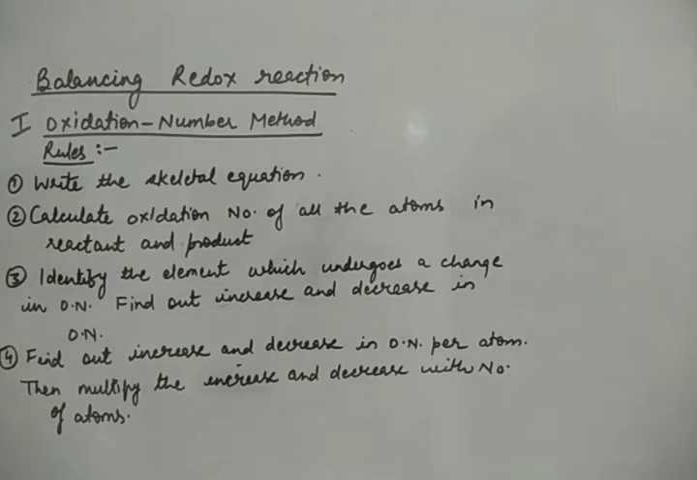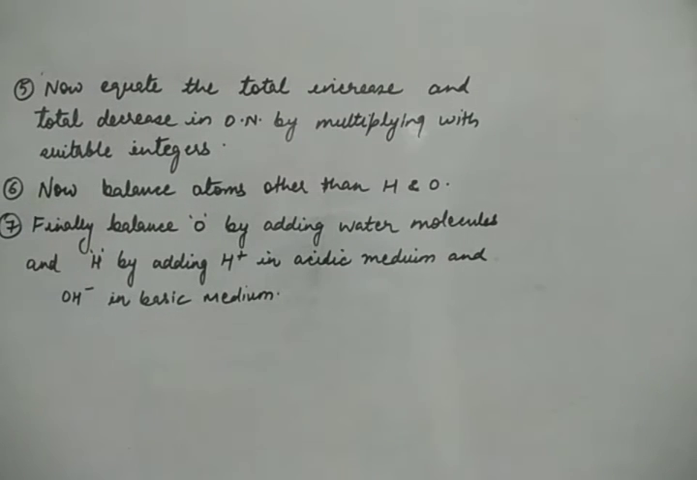So first of all, calculate the oxidation number, find out where it is increasing and where it is decreasing, and multiply that increase and decrease with the number of atoms. Now the next rule is to equate the total increase and total decrease in oxidation number by multiplying with suitable integers. Then we'll balance all the atoms other than hydrogen and oxygen.